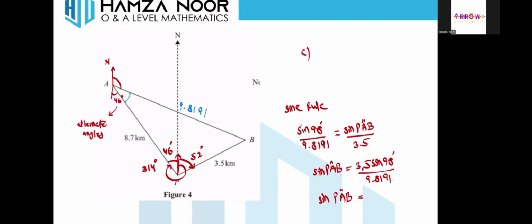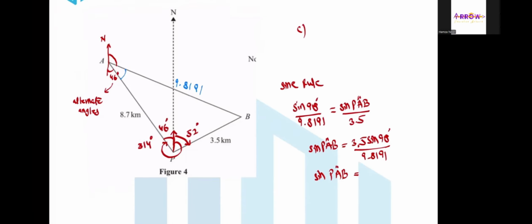3.5 multiplied by sine 98 divided by 9.8191. So this is supposed to be 0.35297. So I'm going to take it as 0.35298. Okay.